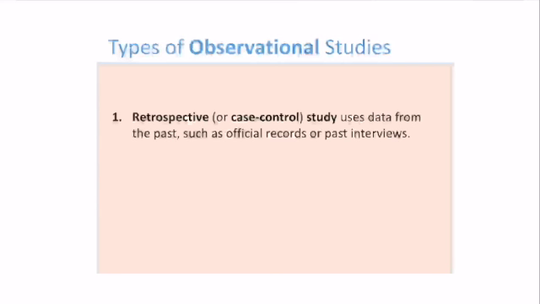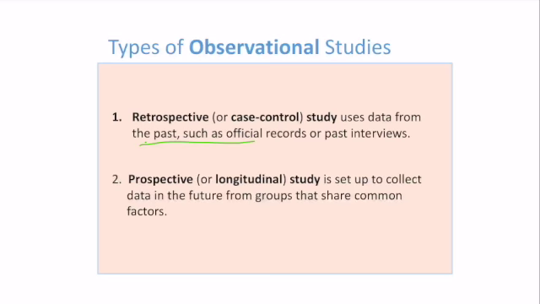There are two different types of observational studies. One is retrospective, right? This uses data from the past. And the other is prospective, okay? This is set up to collect data in the future from groups that share common factors.